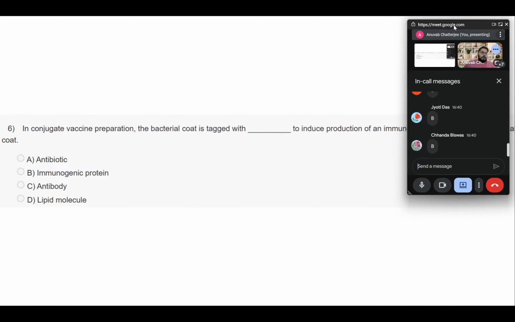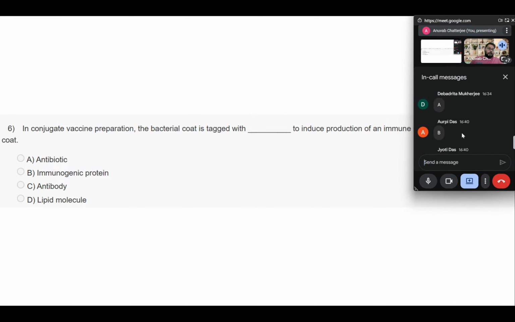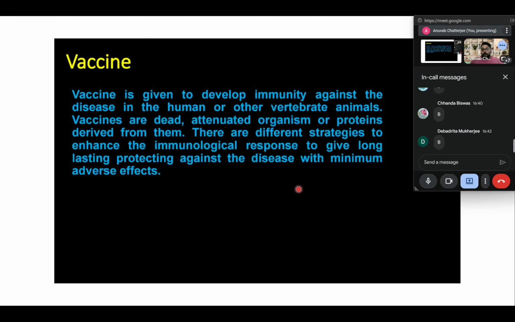Okay, so we have multiple answers coming in. Oropi, Jyoti, Chandan, Devadita all say it is B, immunogenic peptide. So let us look at it.